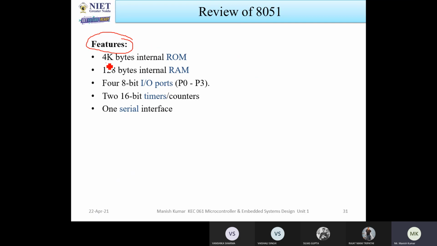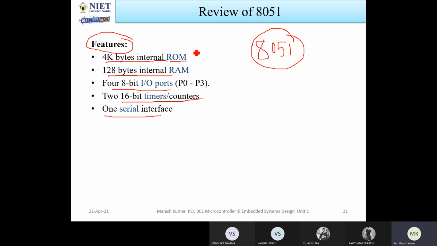The features are 4 kilobytes internal ROM, 128 bytes internal RAM, four 8-bit input output ports, 16-bit timers and counters, and one serial interface. Anyway, without memory you can't do anything, but in microcontrollers, memory is already inbuilt on the same IC or same chip. So the capacity of memory is fixed at the time of manufacturing the ICs.